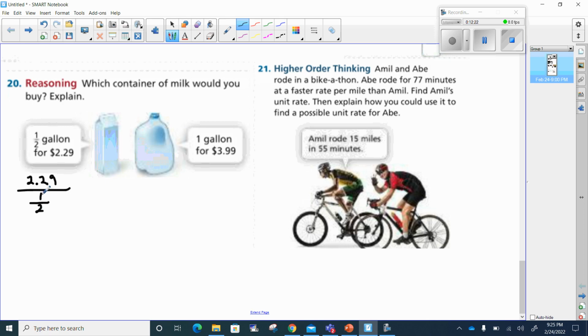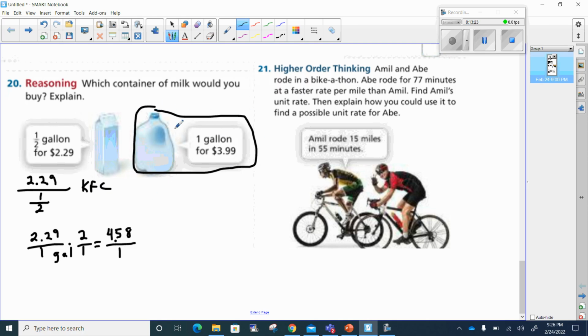To find out what 1 is, I could take 2.29 and multiply it by the inverse. Remember, this is a fraction of fraction. We're going to use KFC. This will give me 2.29 over 1. We're multiplying that to the inverse of this, which is 2 over 1. So for 1 gallon, I'm going to be paying, let's see, that would be $4.58 for 1 gallon. Over here, I'm paying $3.99 for 1 gallon. So that tells me that better deal would be to pay $3.99 for 1 gallon.